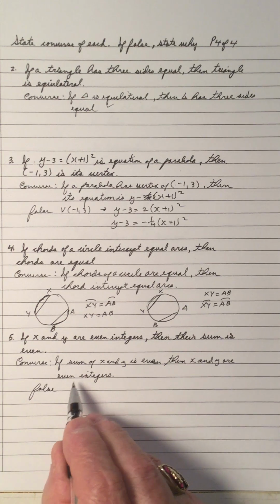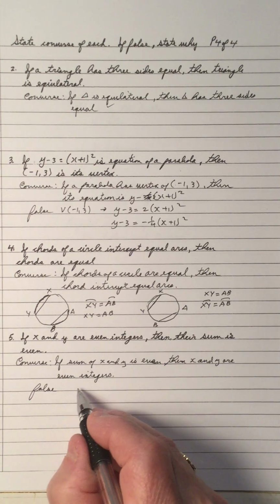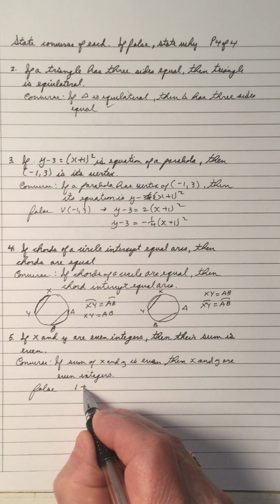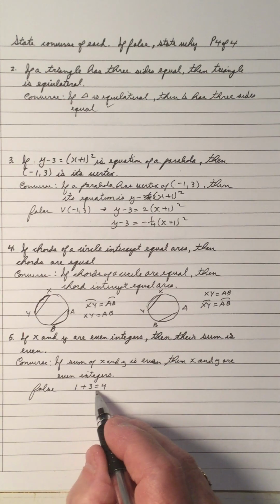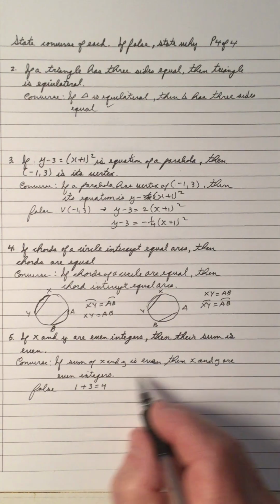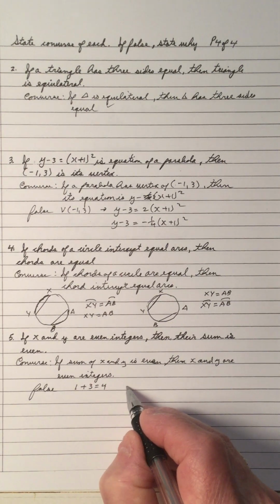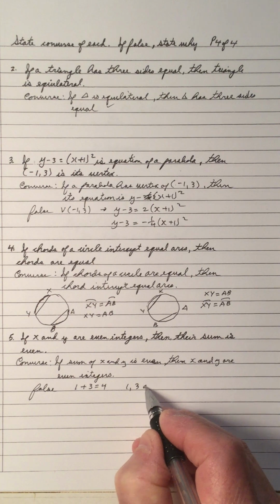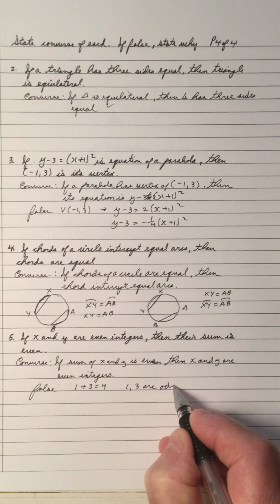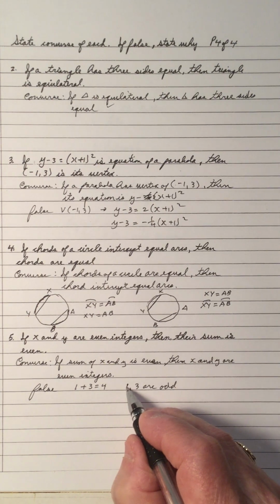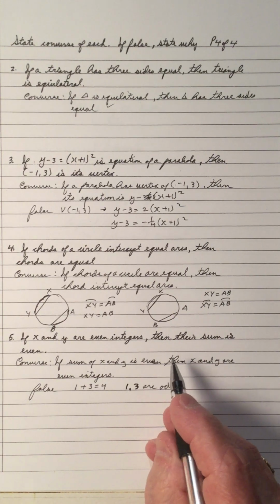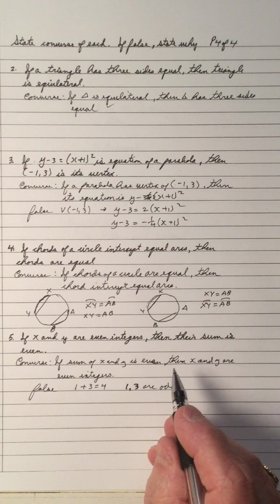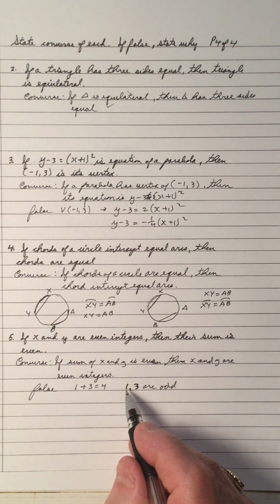Why? Because notice 1 plus 3 equals 4, so the sum of x and y is even, but x and y are odd. 1 and 3 are odd. Even integers are divisible by 2. Odd integers have an odd number added on. So 1 and 3 are not divisible by 2.